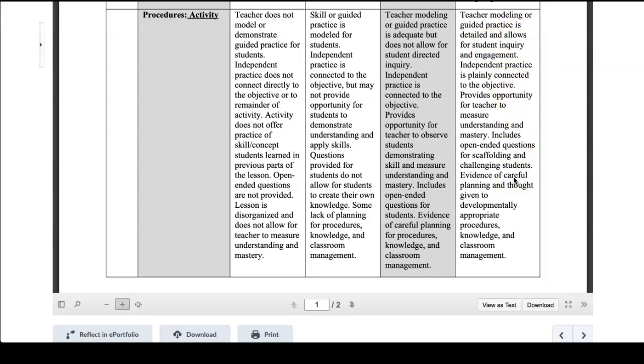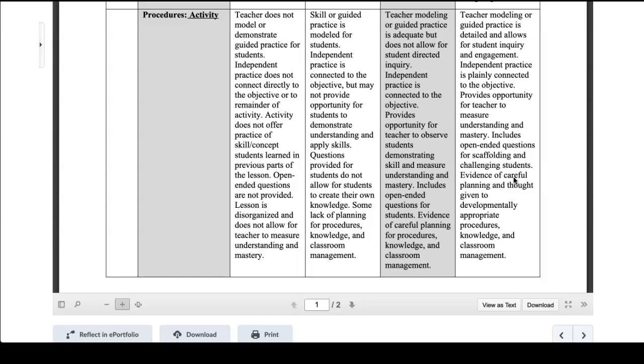I know you're all doing your very best, so let's break this one down. Teacher modeling or guiding practice is detailed and allows for student inquiry and engagement, meaning that this is not a Q&A session. You ask, they respond. You do, they follow.